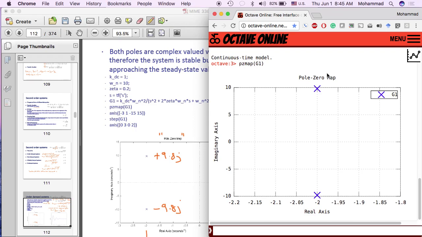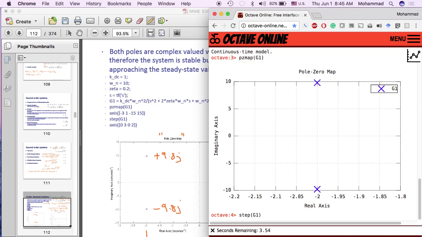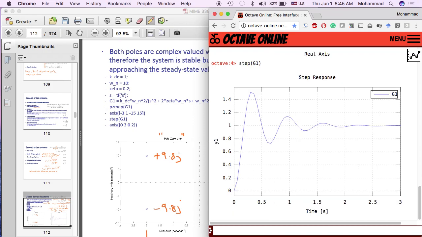And you can then look at the response of this system. So you can type step G1. So you can look at the step response. And as you expect from an underdamped system, it starts from the initial condition of 0, goes through oscillations, and eventually settles at KDC. KDC, we defined it to be 1, so it settles at 1.